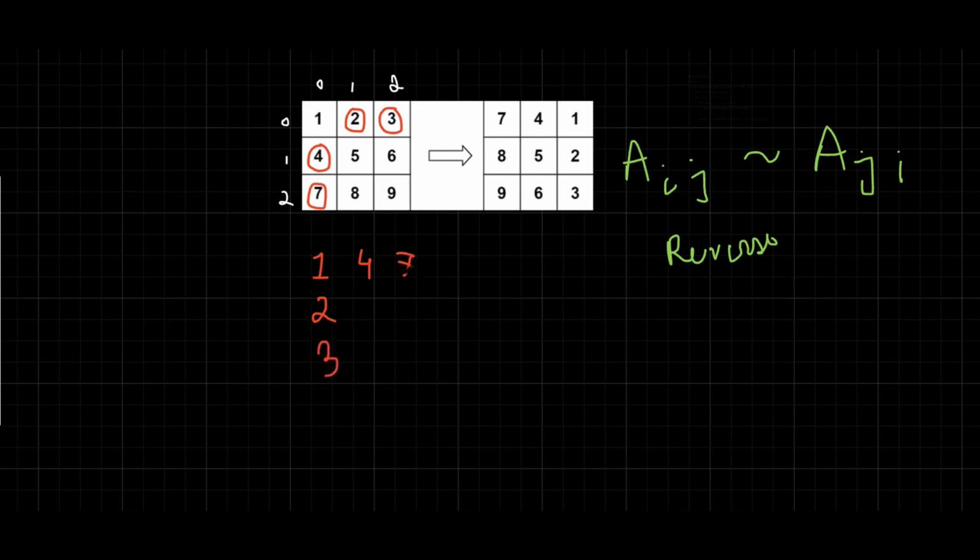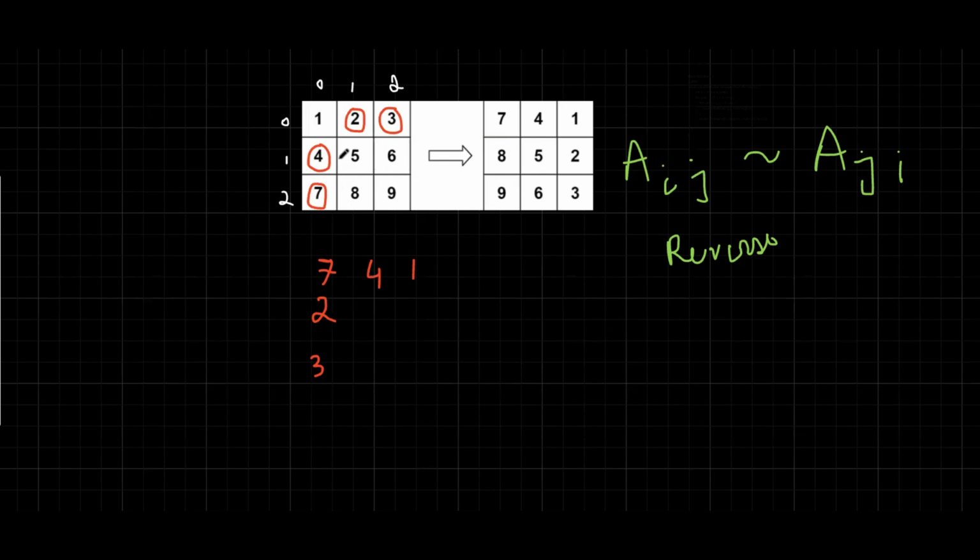Now we have completed the first row, so we have to reverse it. So if we reverse 1, 4, 7, it will become 7, 4, and 1. At first, let's erase it. Now it will become 7, 4, and 1. So it is the resultant array after the first iteration.